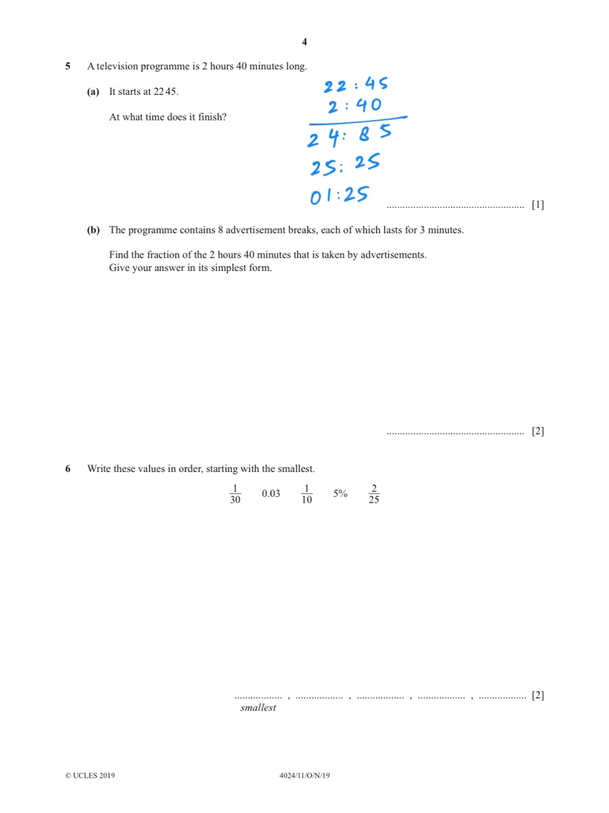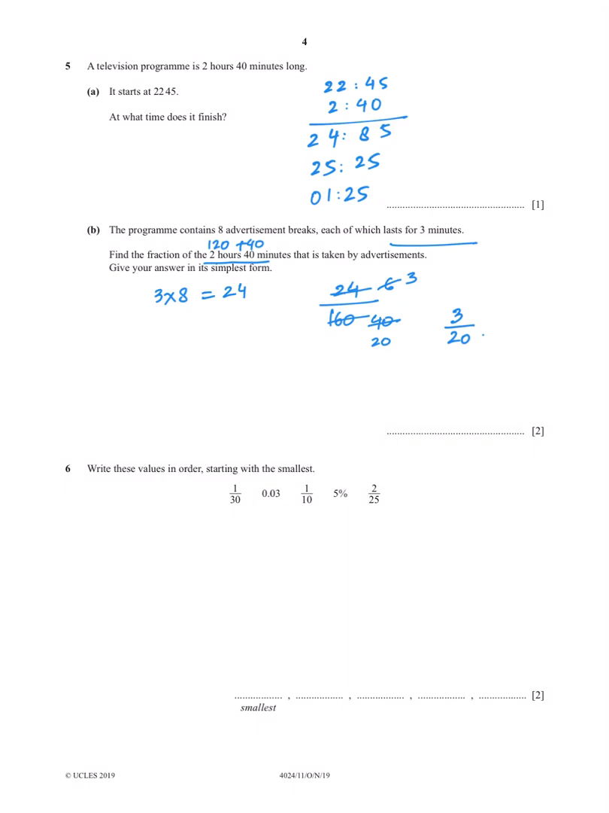Alright. And the next part says that the program contains 8 advertisement breaks, each of which lasts for 3 minutes. Find the fraction of the 2 hours 40 minutes that is taken by advertisements. Give your answer in its simplest form. Firstly, I will find out the time of advertisement. So it will be 3 multiplied by 8 leads to 24. It talks about the fraction, so that will be 24 divided by the number of minutes in 2 hours and 40 minutes. 2 hours means 120 minutes plus 40 minutes, so that leads to 160 minutes. Now you can simplify. 4 6s are 24 and 4 40s is 160. 2 3s are 6 and 2 20s are 40, so that will be 3 divided by 20 is your answer.